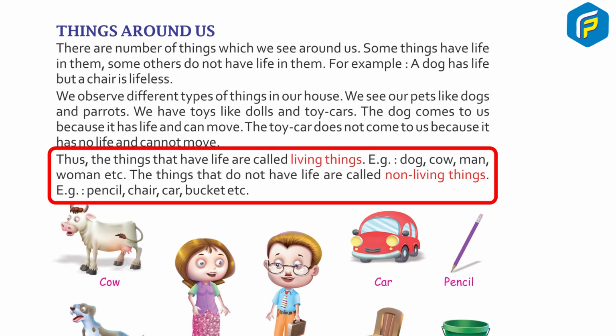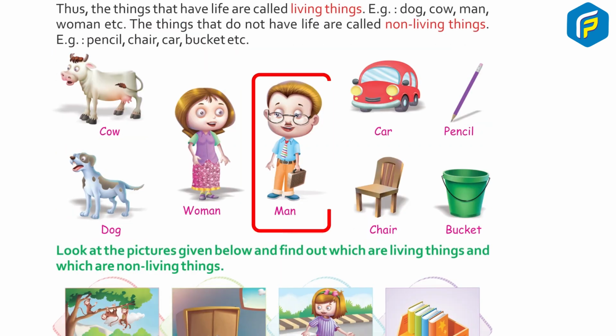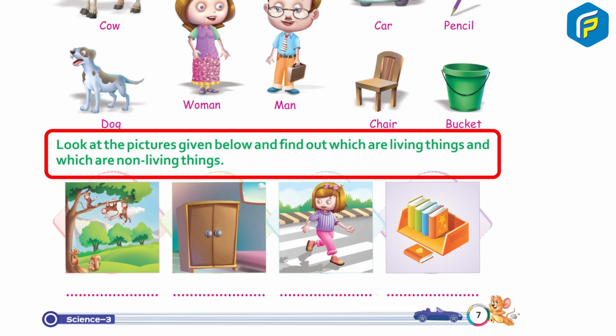Thus, the things that have life are called living things. Example: dog, cow, man, woman, etc. The things that do not have life are called non-living things. Example: pen, chair, car, bucket, etc. Cow, duck, woman, man, car, pencil, chair, bucket. Look at the pictures given below and find out which are living things and which are non-living things.